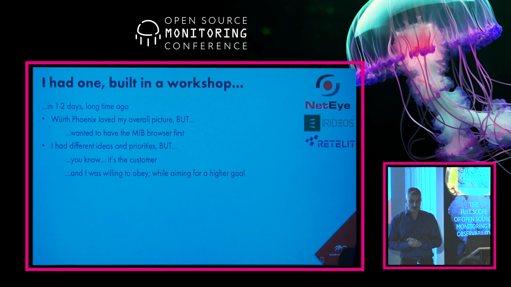This didn't fit my plans. Because my idea was, well, first we write something that works solid and well with SNMP, and then we can add the browser, because UI things come later on. But I haven't been able to convince them, and you know, it's the customer. So the deal was first the MIB browser, and then you can do other fancy stuff.